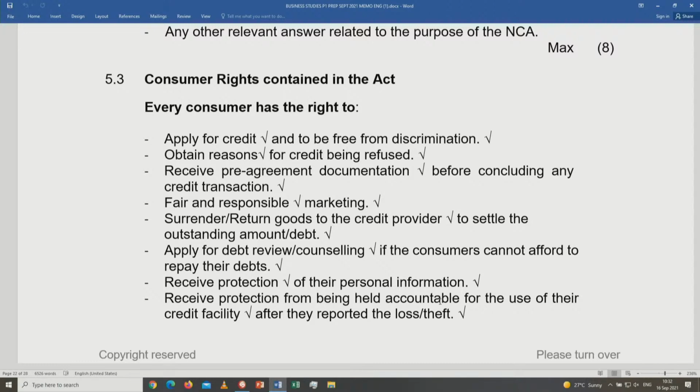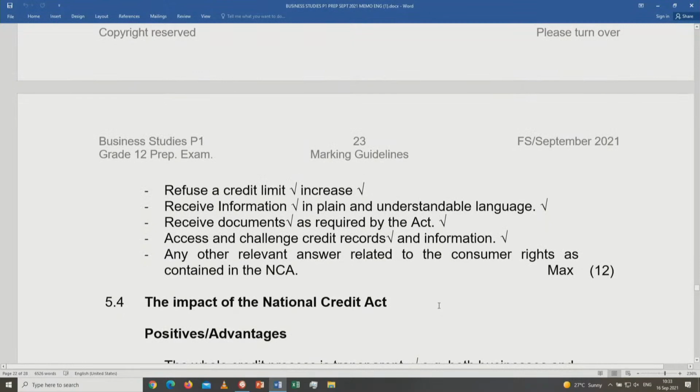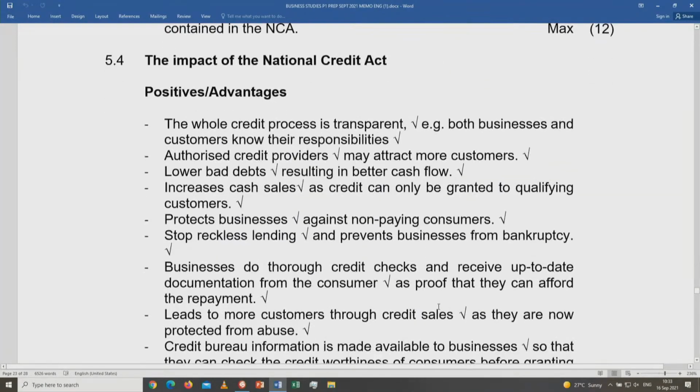So read through the rights carefully and make sure that you mark accordingly. But you mark to a maximum of 12 under the rights as contained in the National Credit Act. And then we go to the impact now. And remember, wherever you come across the verb impact, you must always think of positives and negatives. Now let's start with the positives or advantages of the National Credit Act. And here we are talking about the impact on businesses.